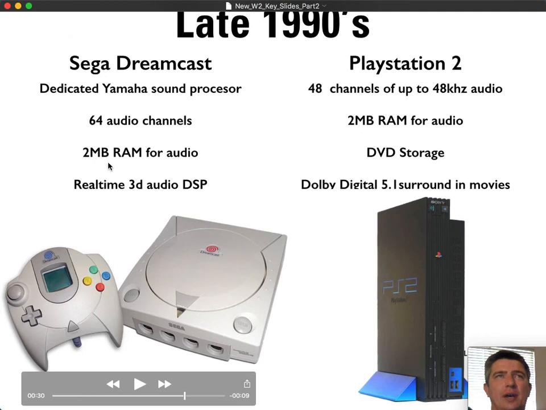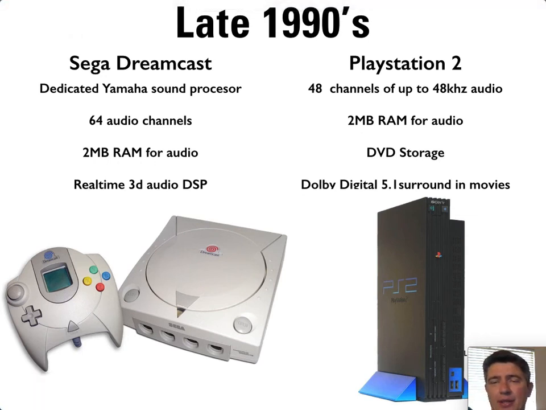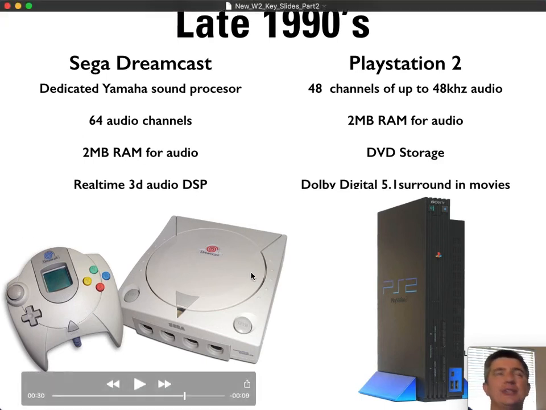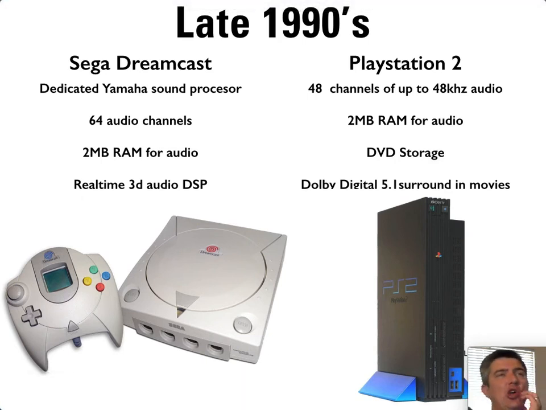2 megabytes of RAM for audio. So they went from 32 kilobytes on the Genesis to 2 megabytes on the Dreamcast. So a pretty big jump in their capability of how much stuff they can play simultaneously. You start getting into 3D games. Now they're not just side-scrolling back and forth. You have depth and dimension, so the audio has to react to distance over space in a game.